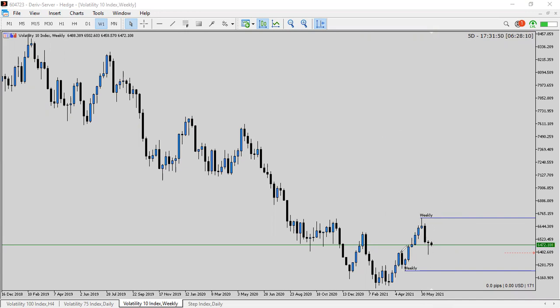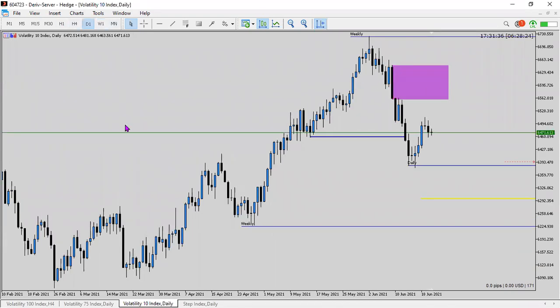So looking at volatility 10, I would expect to see it push back up into around this high and then look for maybe a pullback into here, and that will take us long for the long term, right? So overall, now I'm looking at an upside for this week on volatility 10.